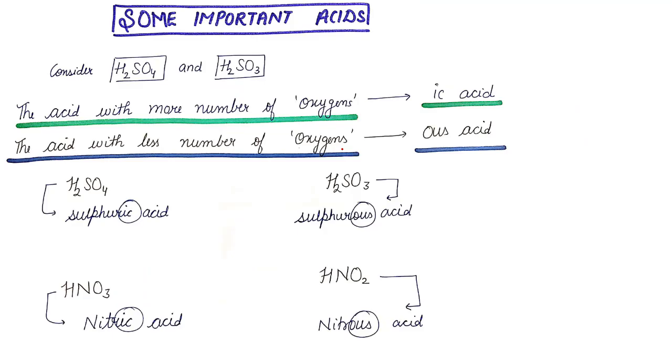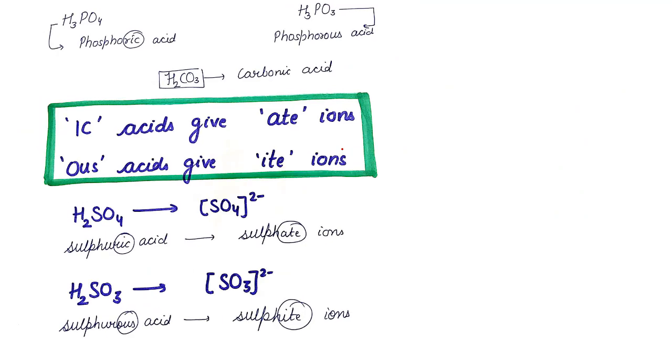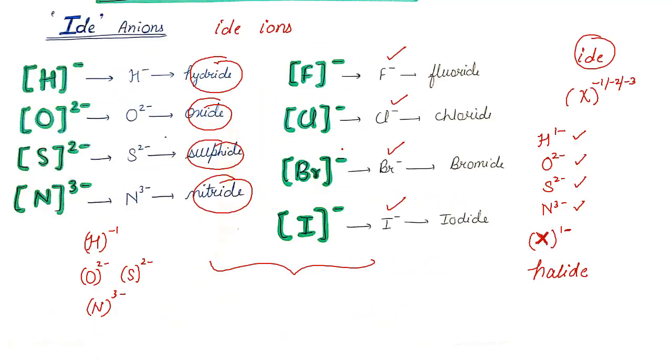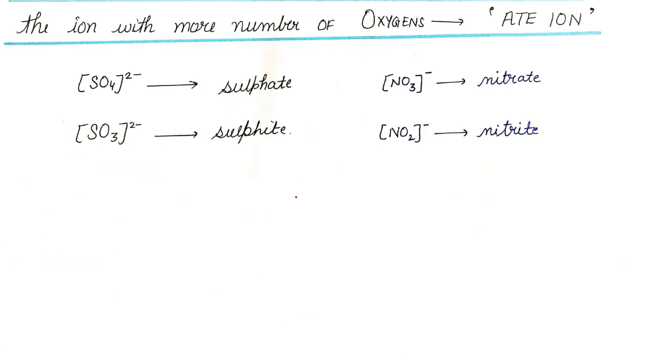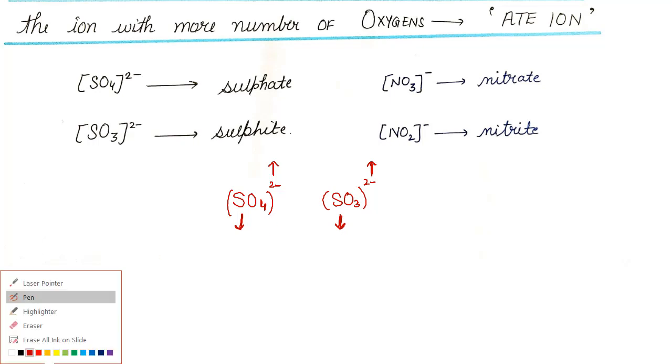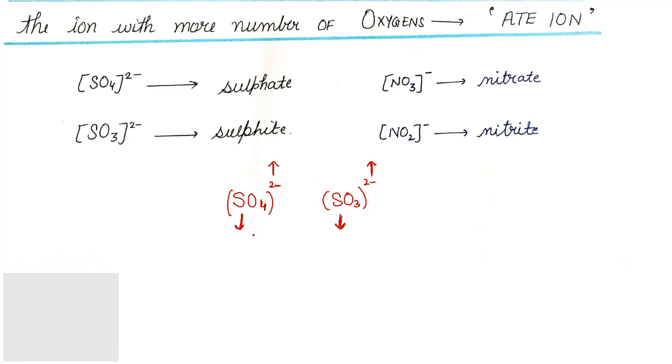Okay, moving further, let me tell you about the ate and ite ions. See here, there are two types of ions. The polyatomic ones I'm talking about. So we have SO4, a total of 2 minus, and I have SO3, a total of 2 minus. Okay, so one is having sulfur, another is also having sulfur. One is having 2 minus charge, other is also having 2 minus charge. The only difference in these two ions that you can see here is in the number of oxygen atoms. Here you have 4 oxygen atoms and here you have 3 oxygen atoms, right?